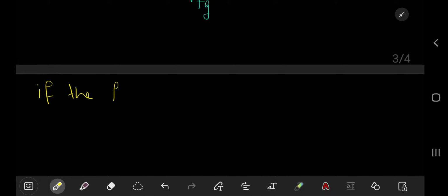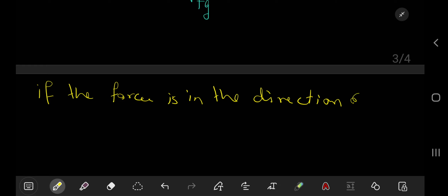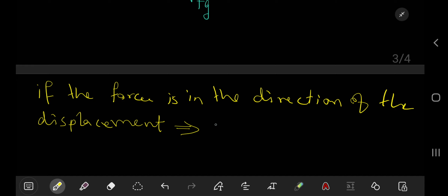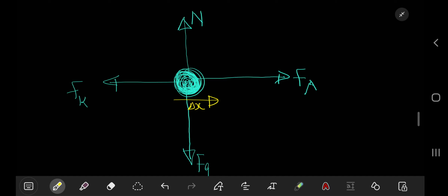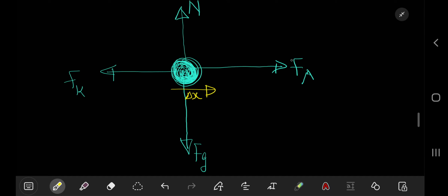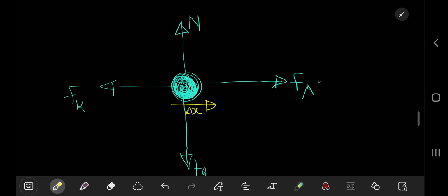if the force is in the direction of the displacement, then this implies that it does positive work. Which force is in the direction of the displacement? We can see that the applied force is in the direction of the displacement. It's going to do positive work. So your applied force does work, which is positive.